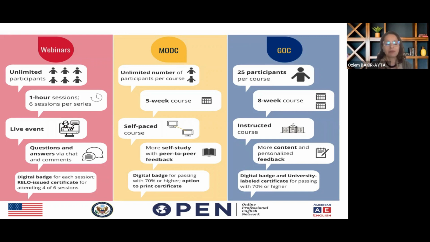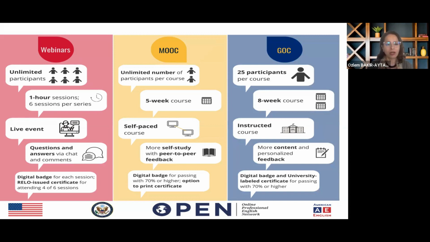The other two programs are MOOCs and GOCs. MOOC stands for Massive Online Open Courses. The main differences of these two programs are the number of participants, the length of the course, and the way that it's delivered to you. While you can attend the MOOCs anytime when it's offered during the registration period, and you can start and finish it at your own pace, if you get a 70% or higher score, you will be qualified for the digital badge as well.